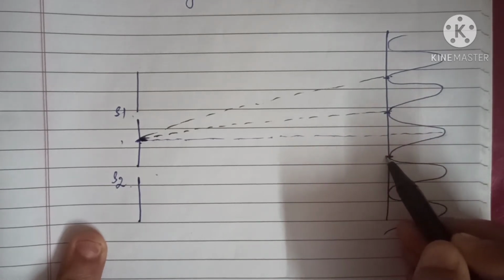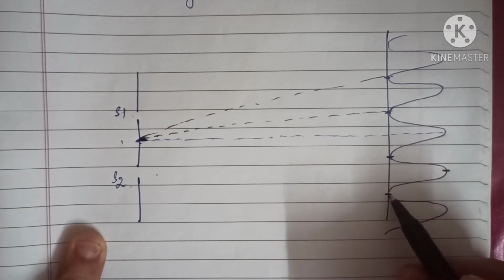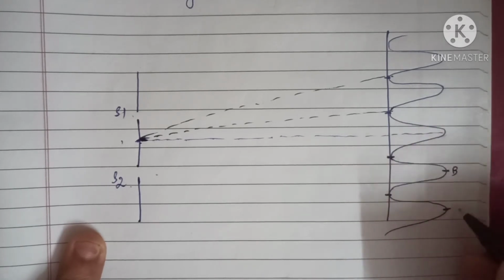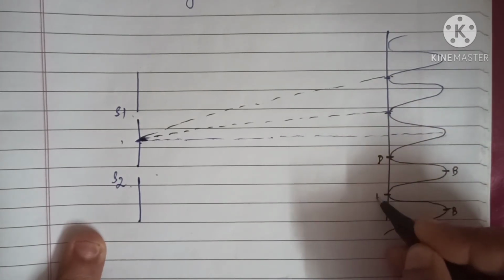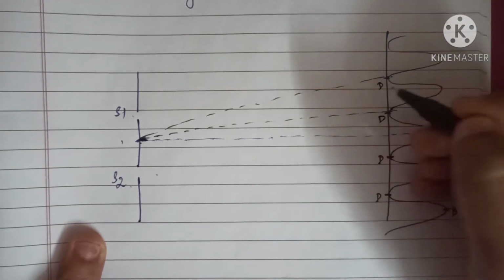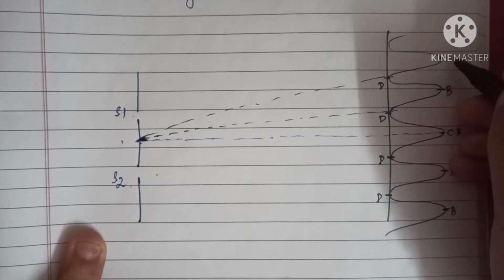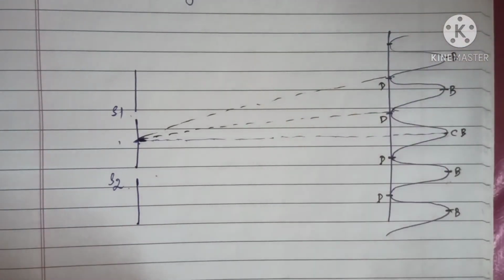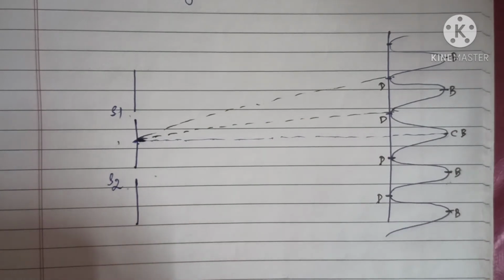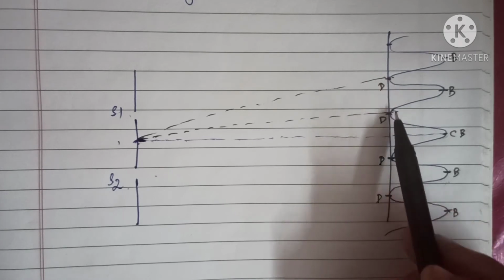Now this is your first dark. Okay, this is your first bright, again second dark, second bright, like that it goes. So these are bright and these are the dark points. Here also this is your dark point, again dark, this is bright, this is central bright. Okay, this is bright, like that this will go, and each band is of equal width.